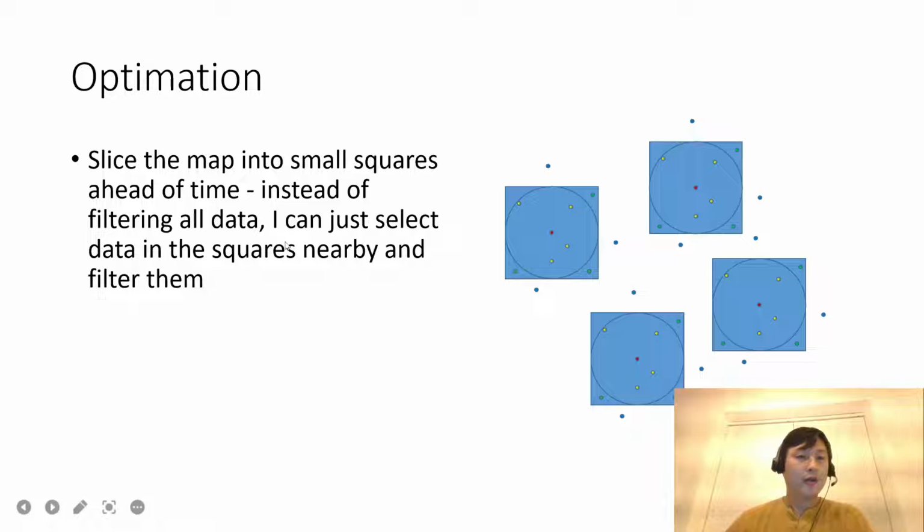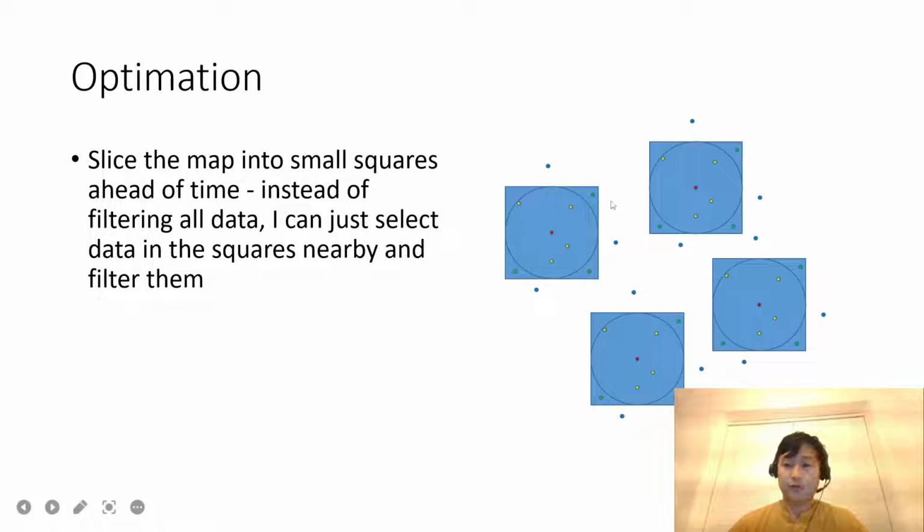And now we can talk about how to optimize it because it takes so long to run the program. So slicing the map into small squares ahead of time, instead of filtering out all the data, I can select data in squares nearby and filter them. So here's how it works.